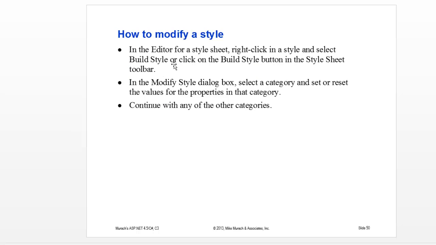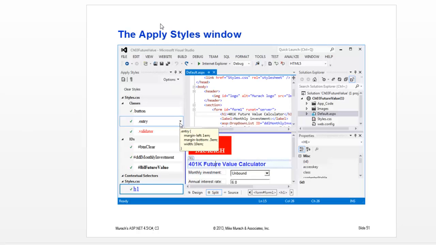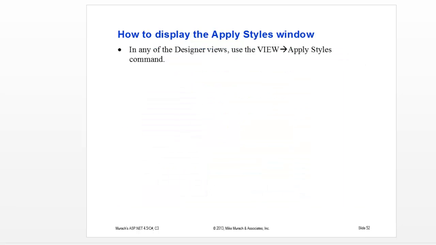To modify styles in the editor for a style sheet, you just right-click the style and then select Build Style, or click on the Build Style button in the style sheet toolbar. You'll notice if you hover over these in the Apply Styles dialog over here, or window, that it'll show you what the CSS is immediately.